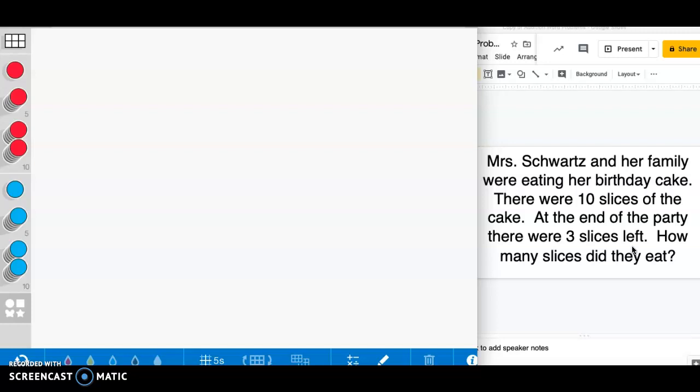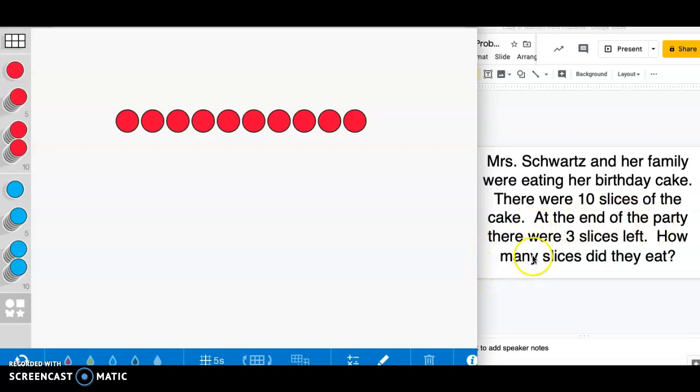So let's work out our problem. What is our biggest number that we are subtracting? 10. So you need to add 10 circles or dots, whatever you're doing on your paper. And I added 10 nice and easily here, thanks to this. 1, 2, 3, 4, 5, 6, 7, 8, 9, 10. Now this one is a missing addend problem because it's wanting to know how many slices they ate, but we're still going to solve it the same way.